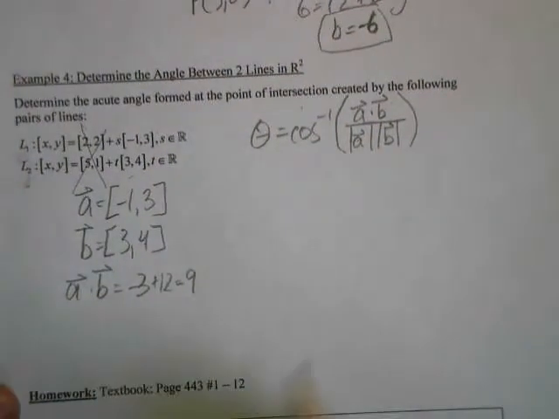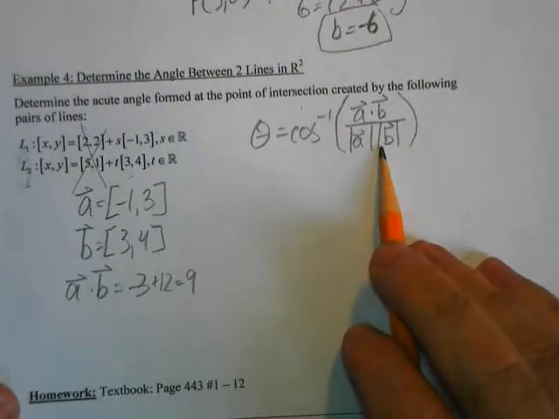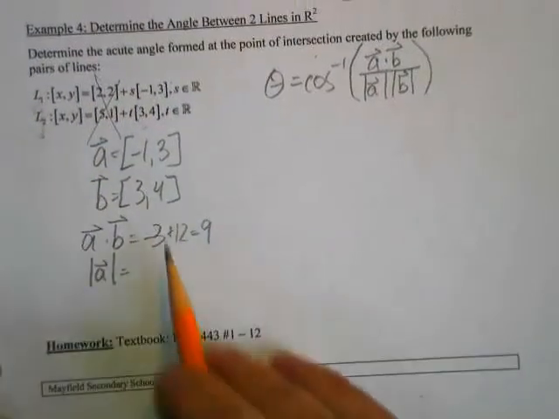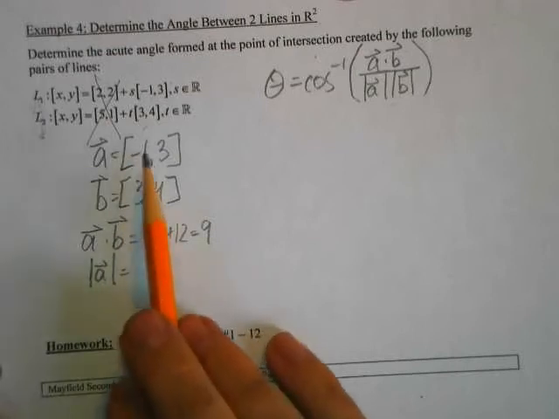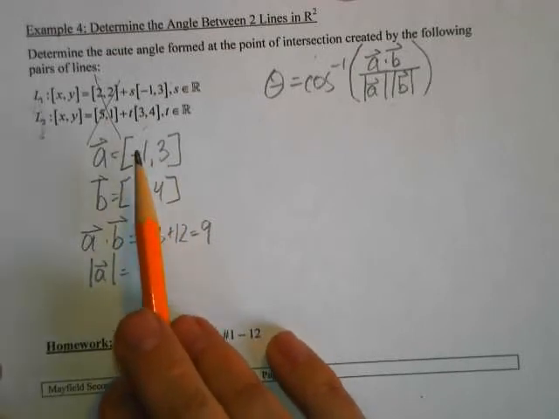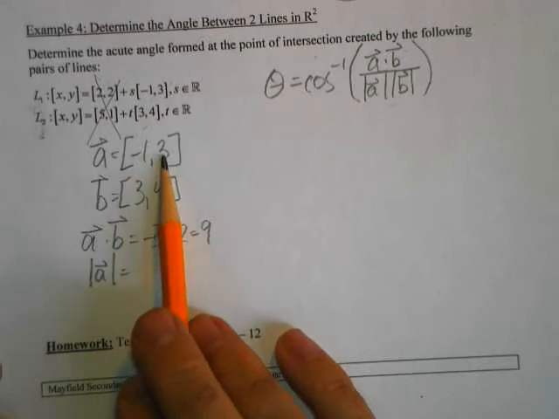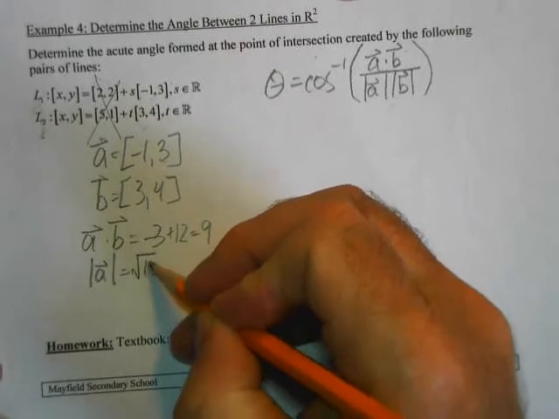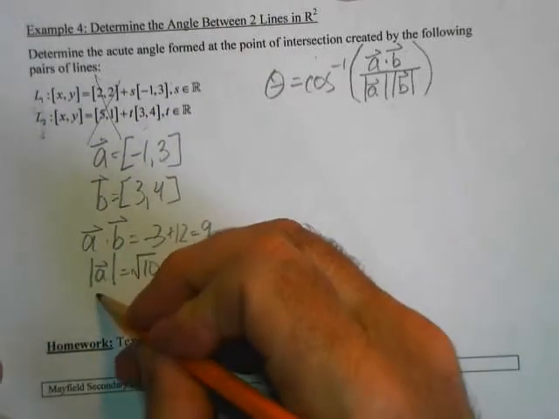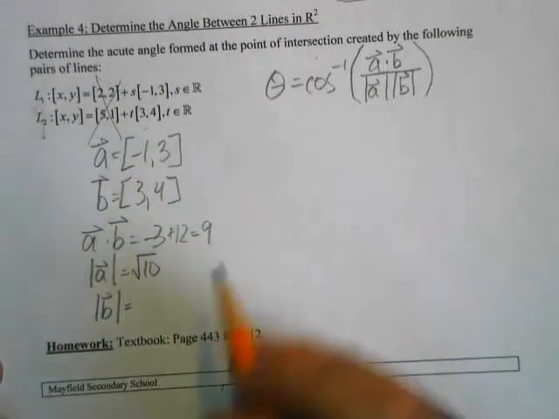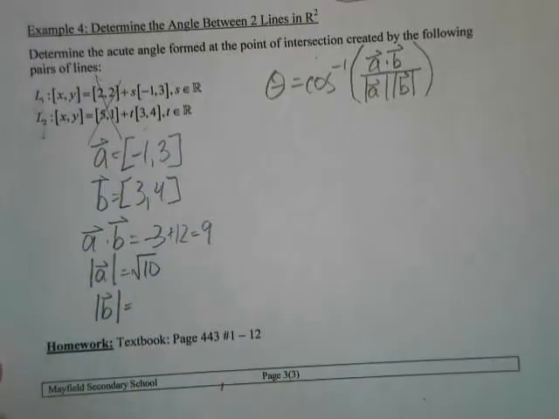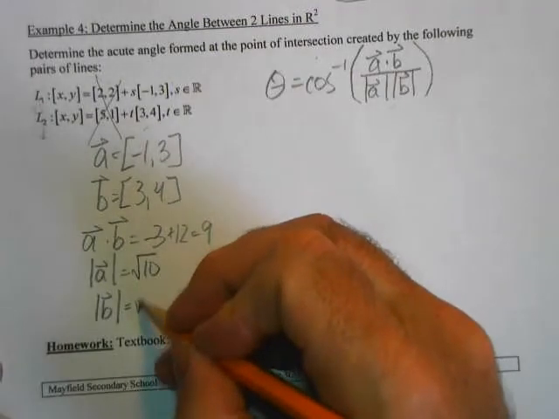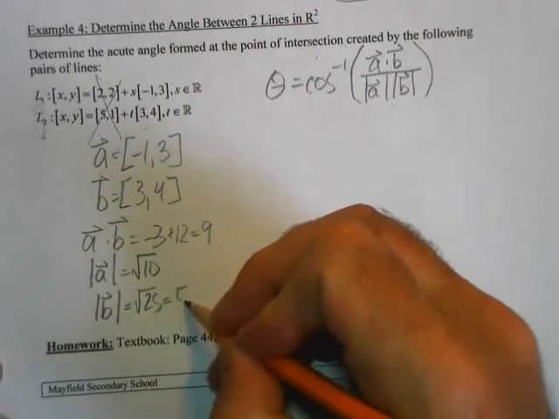And while I'm at it, I might as well do the magnitudes so I can plug everything in. The magnitude of vector A, remember how we do that? It's just like the Pythagorean theorem: this squared plus this squared, square rooted. That squared is 1, that squared is 9, so the magnitude is square root of 10. For the magnitude of B, we've got 3 squared plus 4 squared, that's 25. The square root of 25 is nice because that's just 5.